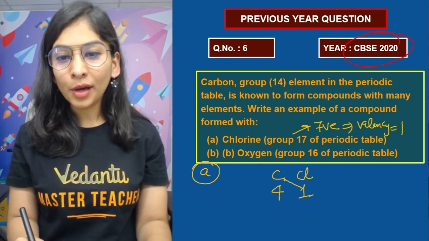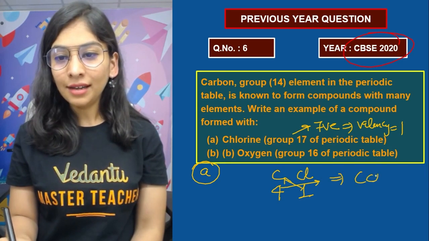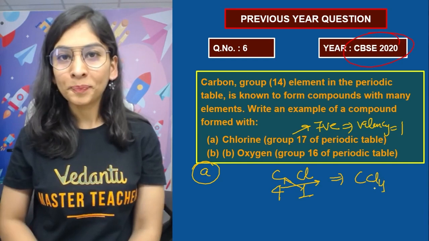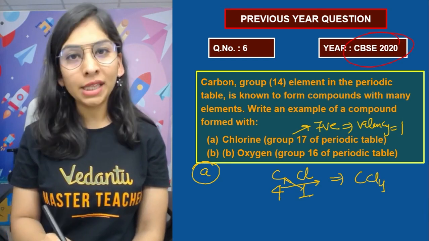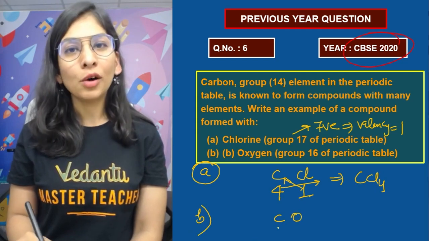And how to make the compounds? You'll write their valency as their subscript. So CCl4, this is your compound called carbon tetrachloride. Yes, students, or tetrachloromethane.